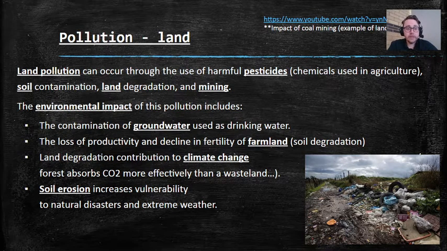And then another example of land pollution is mining. Mining has a big impact on the quality and the health of our land. So the environmental impact of this pollution includes the contamination of groundwater used as drinking water. You mess with the land, the ground, a lot of our water doesn't come from the sky, it comes from underground, groundwater. And if you mess with the land, you're slowly going to poison that water that we use to drink.